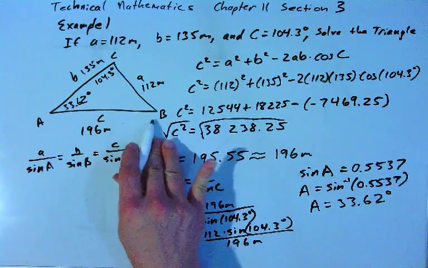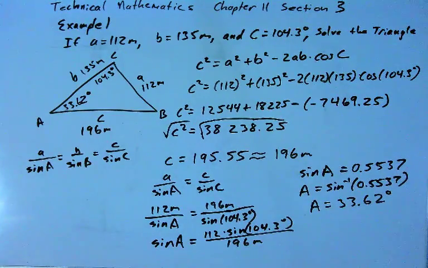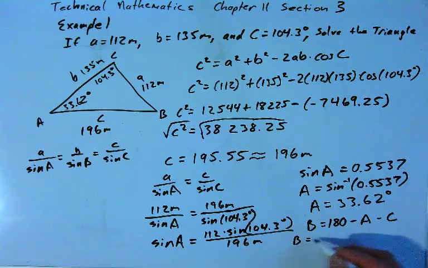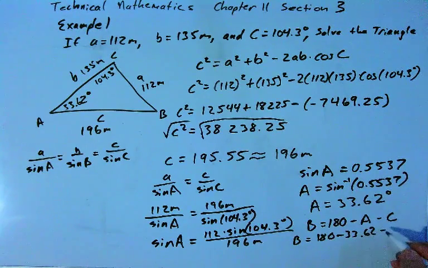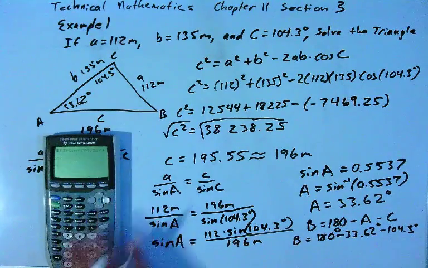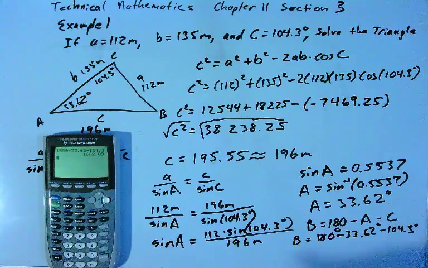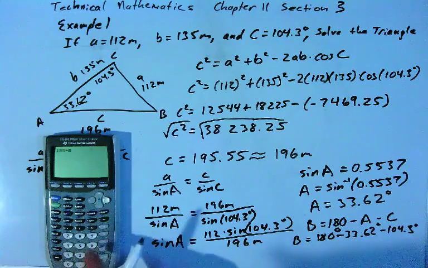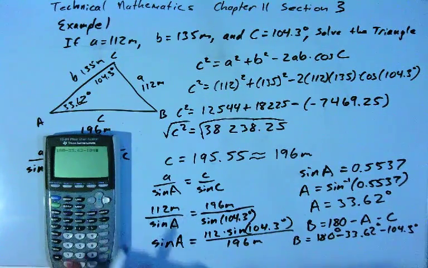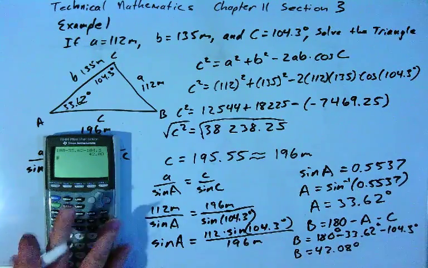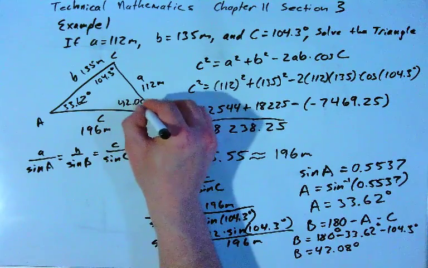And the only thing left to find is angle B. Of course, I could use the law of sines again to find angle B. I could even use the law of cosines to find angle B. The easiest way, though, is that they are all three supposed to add up to 180. So angle B should be 180 minus angle A minus angle C, which is 180 minus 33.62 minus 104.3. And so we'll type this in. We have 180 minus 33.62 minus 104.3. And oops, I made a mistake. I'll try that again. 180 minus 33.62 minus 104.3, and we get 42.08 degrees. So angle B is 42.08 degrees.